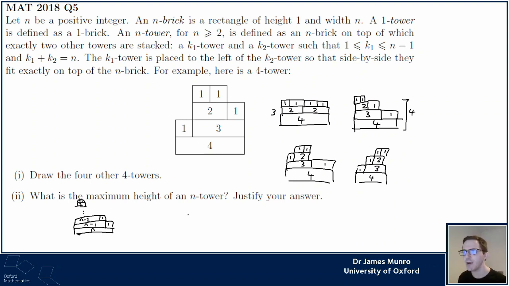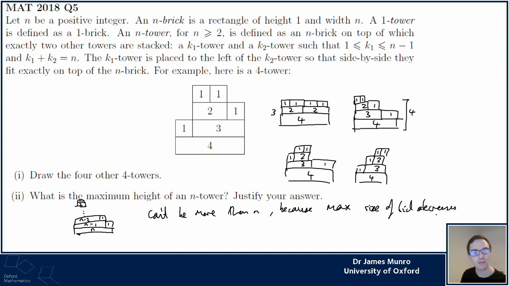Why is that the maximum height? Well, I've used the biggest thing on each level, the numbers 1, 2, 3 up to n. I can't repeat a number, right? I can't have n and then stick another n on top. You have to decrease the maximum size. So I can't hope to get any more than n. Okay, so it can't be more than n. Let's write that down. Can't be more than n, because max size of brick decreases as you go up.